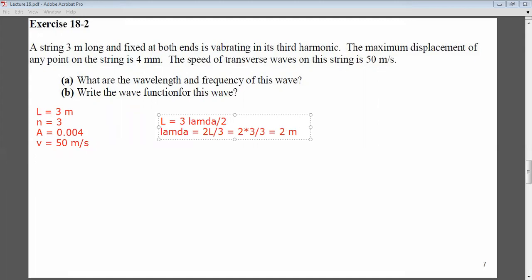Okay, and we have to write the wave function for this wave. Y is equal amplitude, which is 0.004. Okay, so for the standing waves, it is A sine KX cosine omega t. So Y is equal A, which is 0.004.